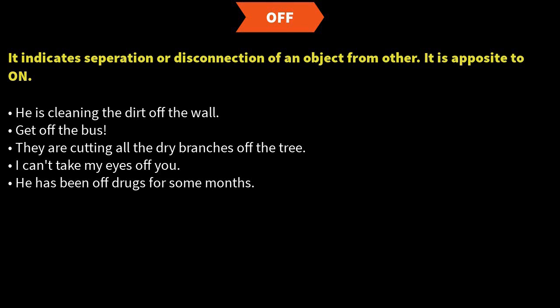Now let us talk about how to use it. Guys, "off" is actually opposite to the preposition "on", right? And it indicates a disconnection of an object from another. Very, very simple. "On" shows the connection of an object with something else, and "off" basically shows a disconnection. Let me show you some examples that will help you to understand it.